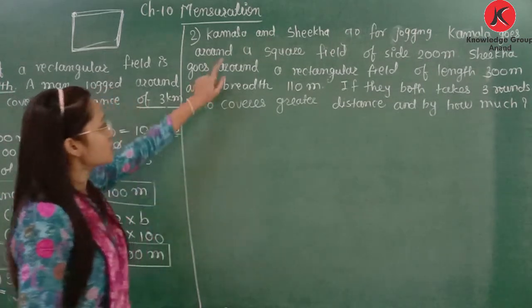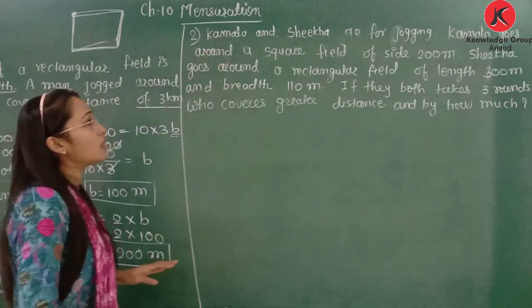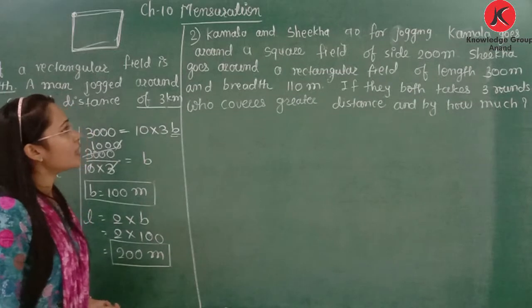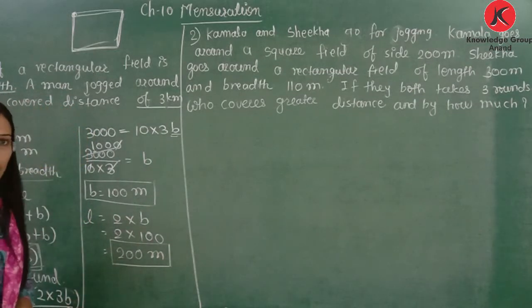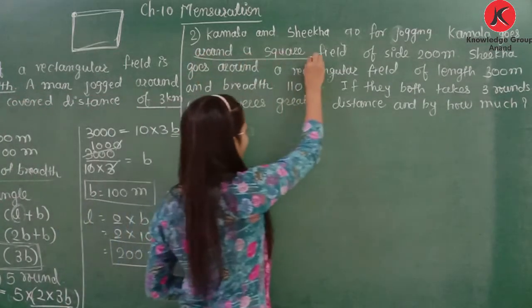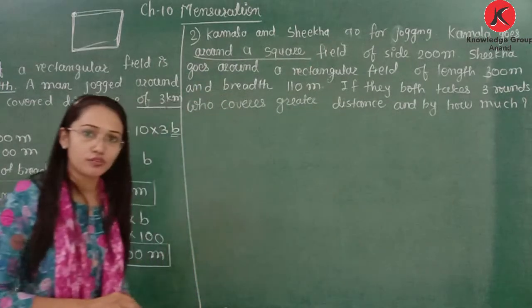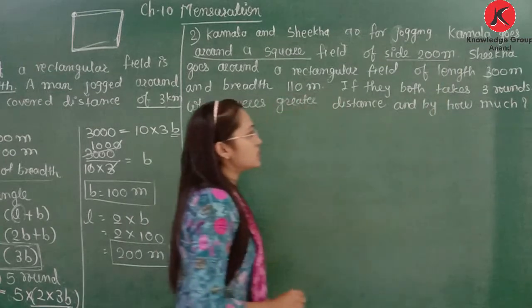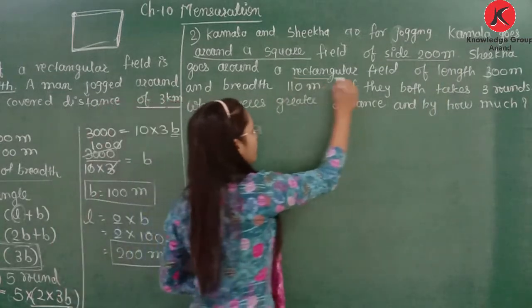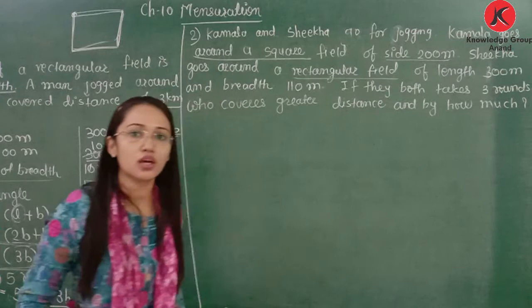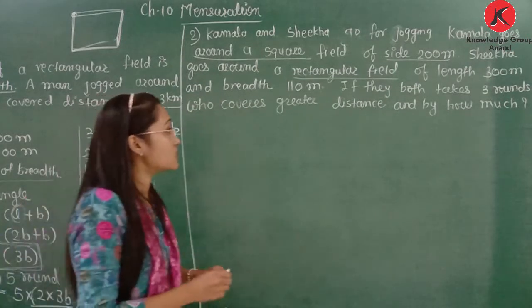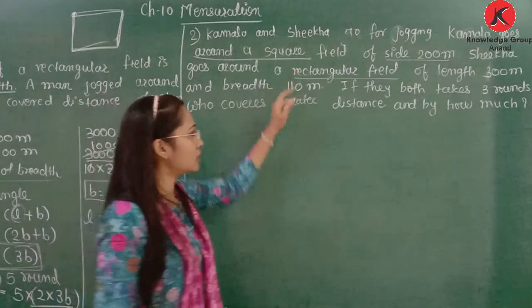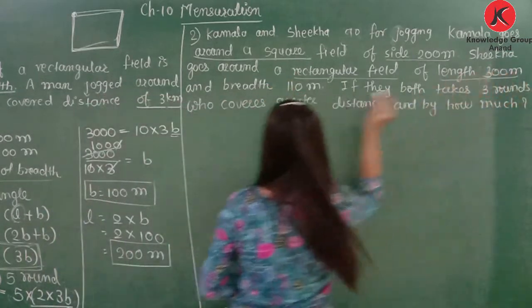So here, what is the statement? Two girls are there and they are going for jogging. Kamla goes around a square field. So Kamla is moving around a square field, means we need to find the perimeter of a square whose side is 200 meter. Shikha goes around a rectangular field. Now it means to find the distance covered by Shikha, we need to find the perimeter of a rectangle whose length is 300 meter and breadth is 110.